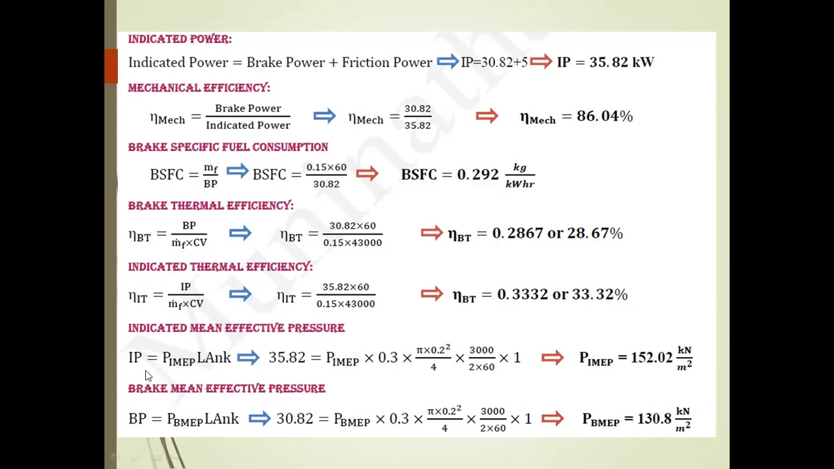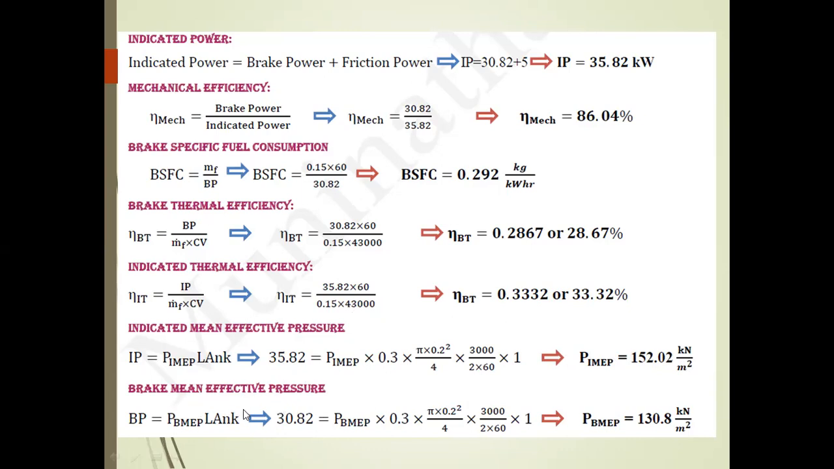Indicator power is equal to indicator mean effective pressure, length, area, and the number of cylinders. After that, we know the value of indicator power is 35.82 kilowatt. So based upon this parameter, we can find out the indicator mean effective pressure. So the indicator mean effective pressure is 152.02 kilonewton per meter square.